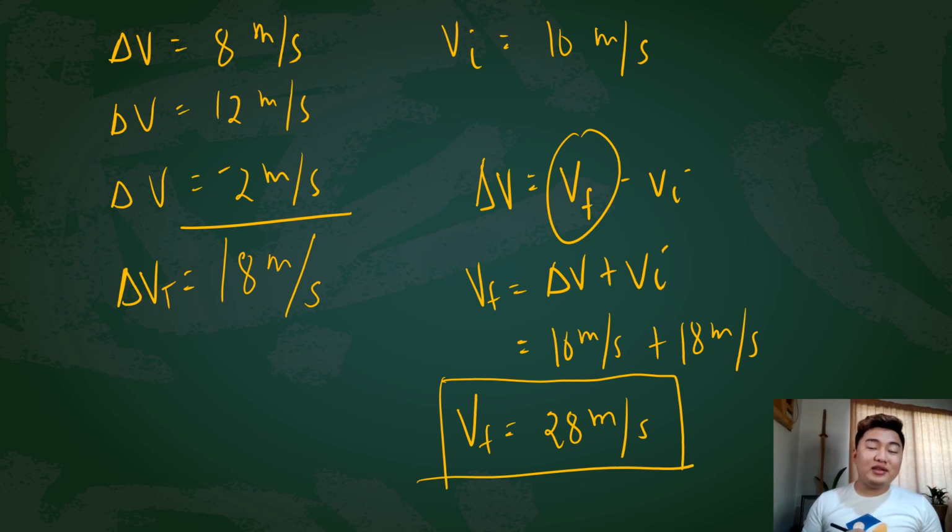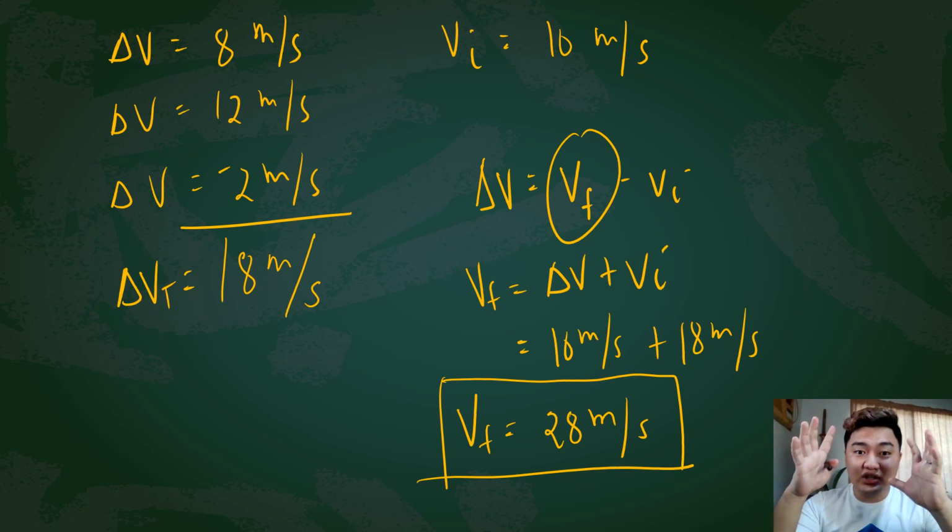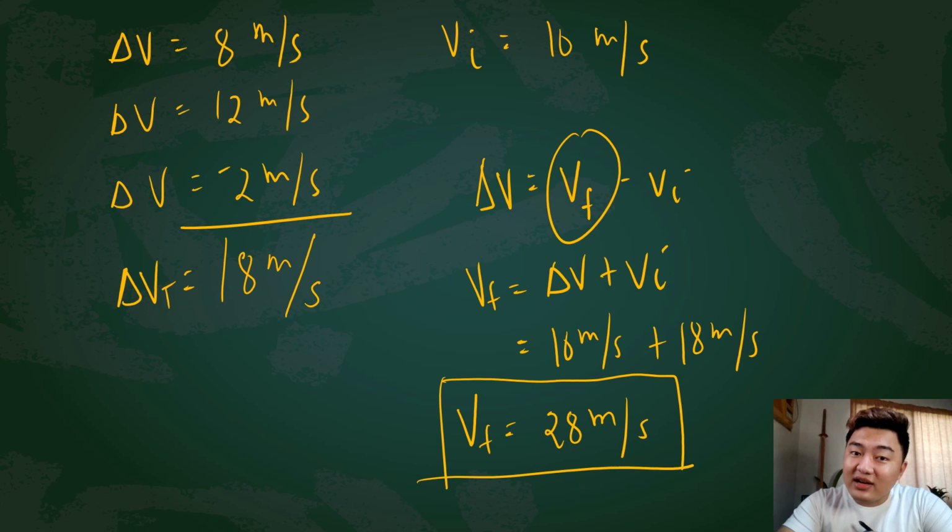So that's how we can use acceleration versus time graphs. Again, the area below the acceleration time graphs is equivalent to the change in velocity, not initial, not final, but the change from initial to final. What else? The slope of the acceleration time graph tells us the rate of change in acceleration, which is jerk.